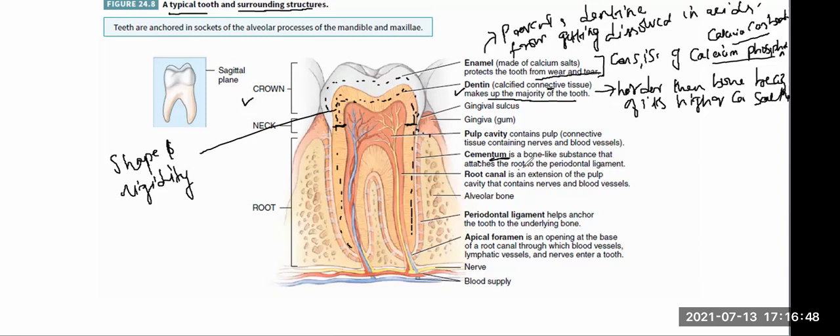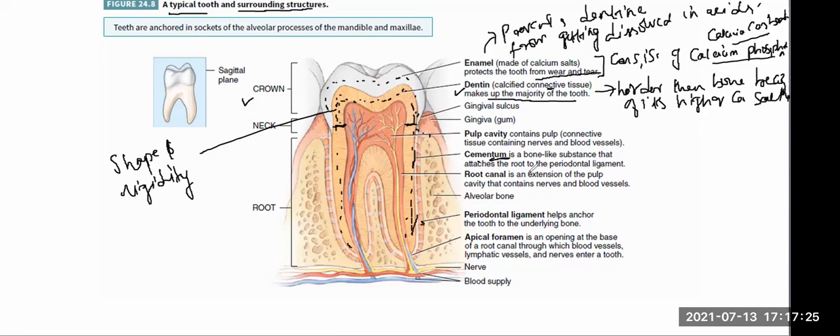Just understand, this is the cementum right here. This lining that you see here is your cementum. And what it does is it attaches the root to the periodontal ligament. This is your periodontal ligament, and it attaches the root, this tooth, with the periodontal ligament. Here is the periodontal ligament, this is the tooth, here you have cementum. So this is between, and this attaches the root to the periodontal ligament, right?